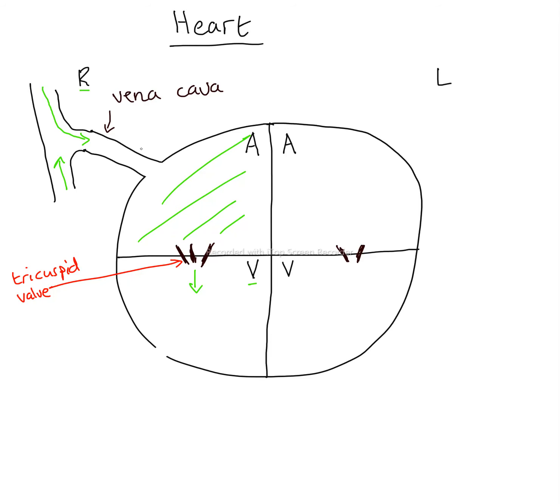So if you can learn to draw it like this, it'll be useful for you, I think. So then it goes out of the right ventricle to the lungs, and it goes out through something called the pulmonary artery. Because it's going away from the heart, it's going away in an artery as a general rule.